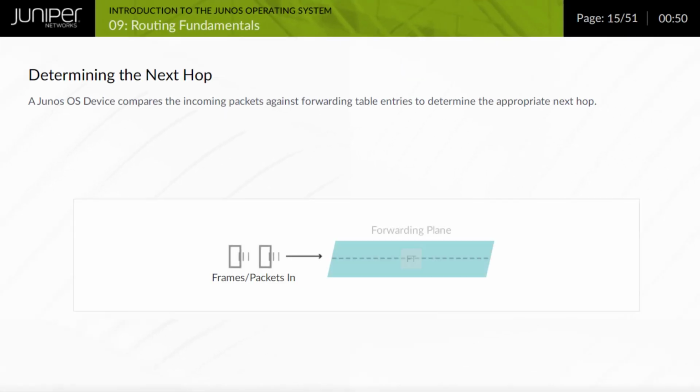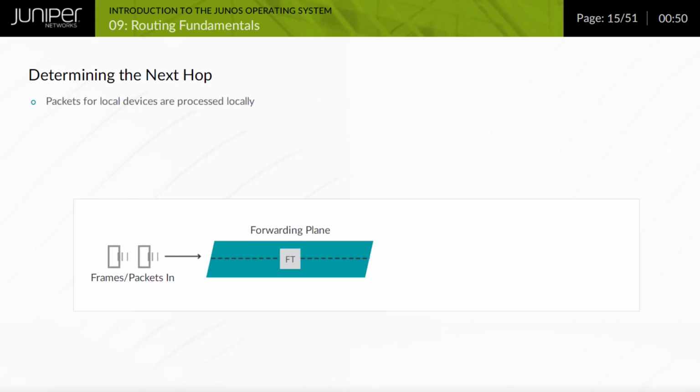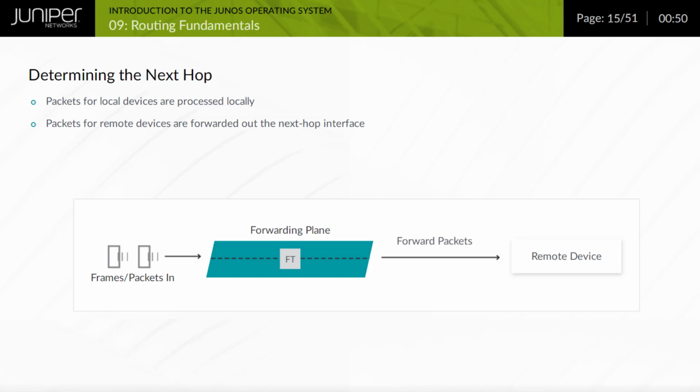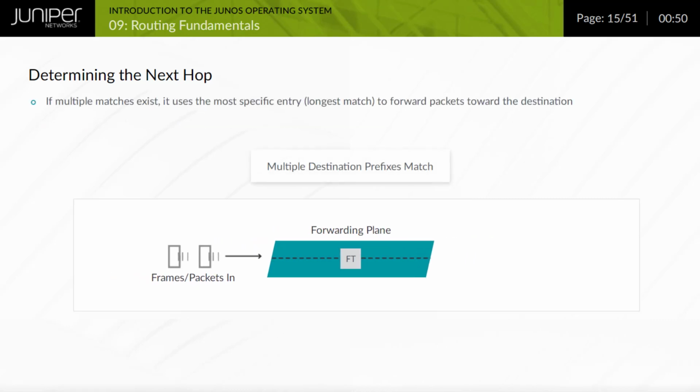When a packet enters a device running the Junos OS, it compares that packet against the entries within the forwarding table to determine the proper next hop. If the packet is destined to the local device, the Junos OS processes the packet locally. If the packet is destined to a remote device and a valid entry exists, the device running the Junos OS forwards the packet out the next hop interface associated with the forwarding table entry. If multiple destination prefixes match the packet's destination, the Junos OS uses the most specific entry, which is also called longest match, when forwarding the packet to its destination.